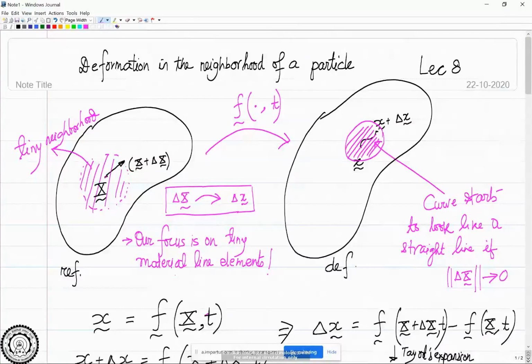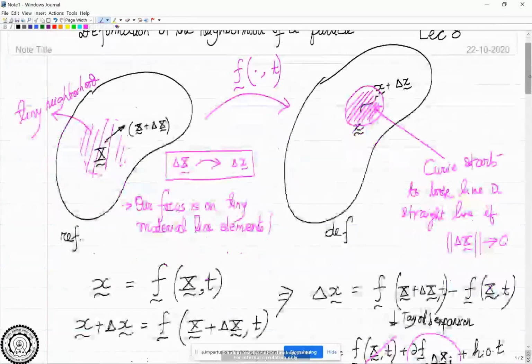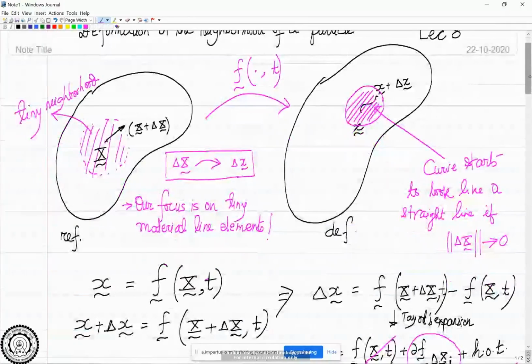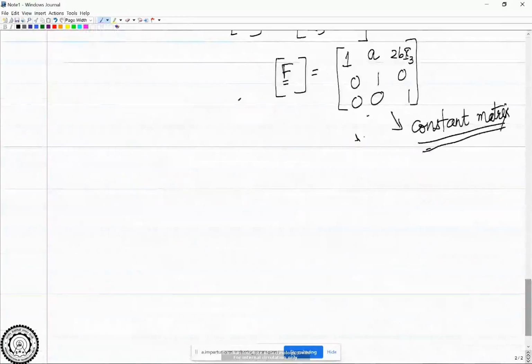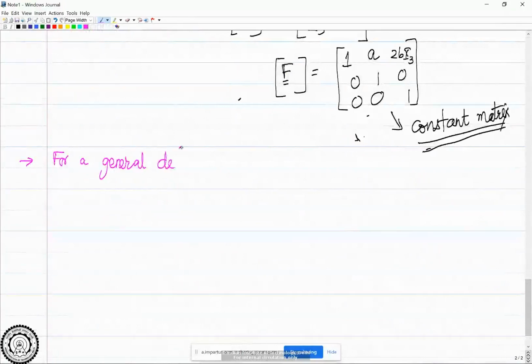Okay, I hope you are getting what I'm saying. So for a general deformation, the deformation gradient, capital F, changes from point to point.